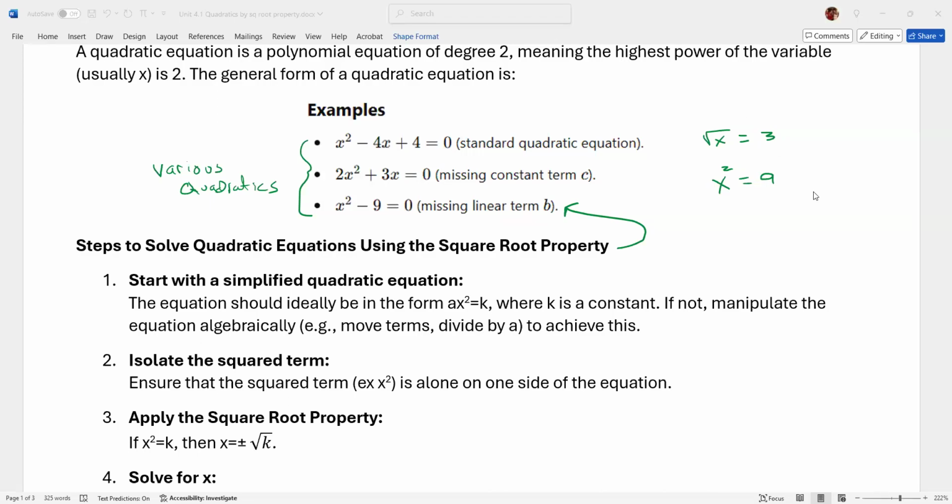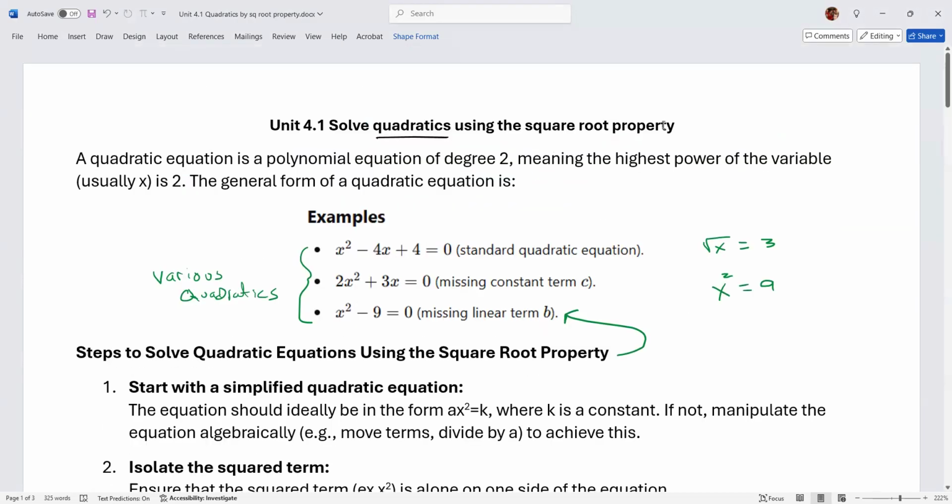Okay, we're going to do section 4.1, and this deals with solving quadratics using the square root property. Again, quadratics have square terms in them. So here's some examples of quadratics.